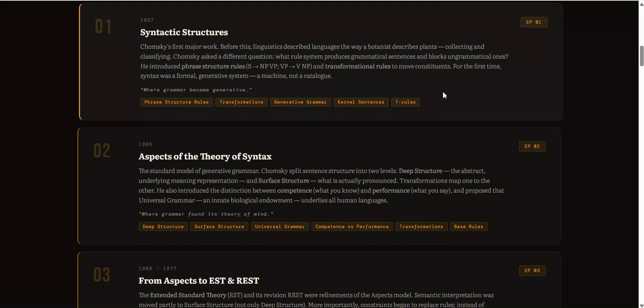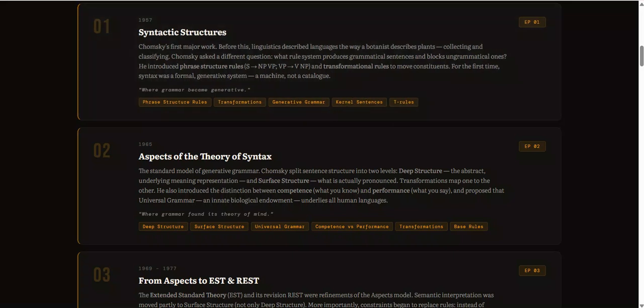A constituent is any part of the sentence. It can be the whole sentence, it can even be just one phrase of the sentence. So this introduced syntax as a formal generative system for the first time. This is where grammar became generative. Here were introduced phrase structure rules, transformation, generative grammar, kernel sentences, and T rules.